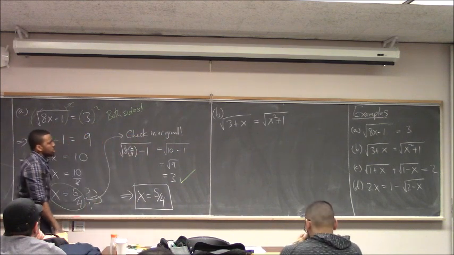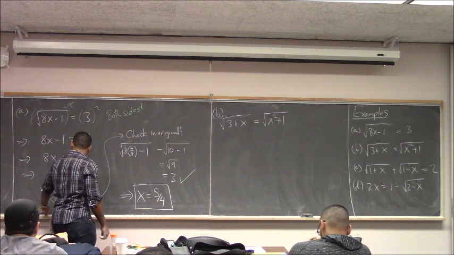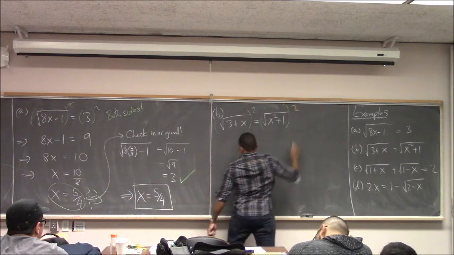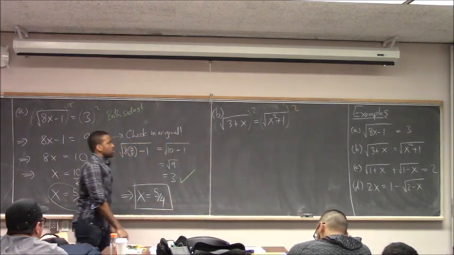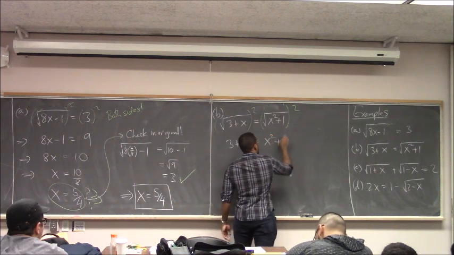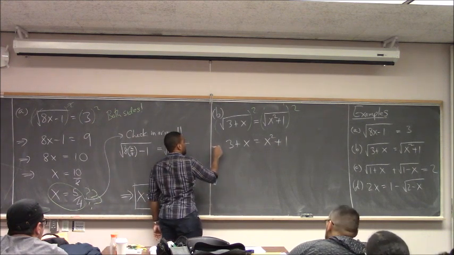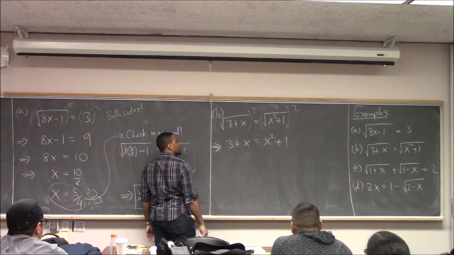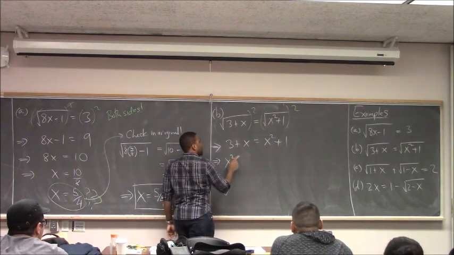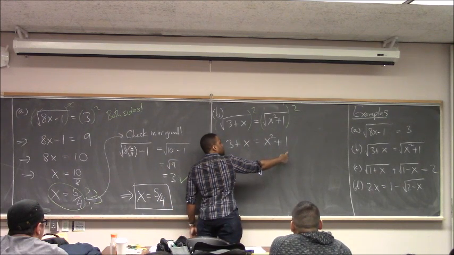Again, here's a situation where you can just square both sides to get rid of those radicals. A valid step in an equation is to give us 3 plus x equals x squared plus 1. How do you solve that? Subtract 3, the 3 moves to the other side. So x squared minus x. If I bring over a minus 3, that's plus 1 minus 3, so minus 2.